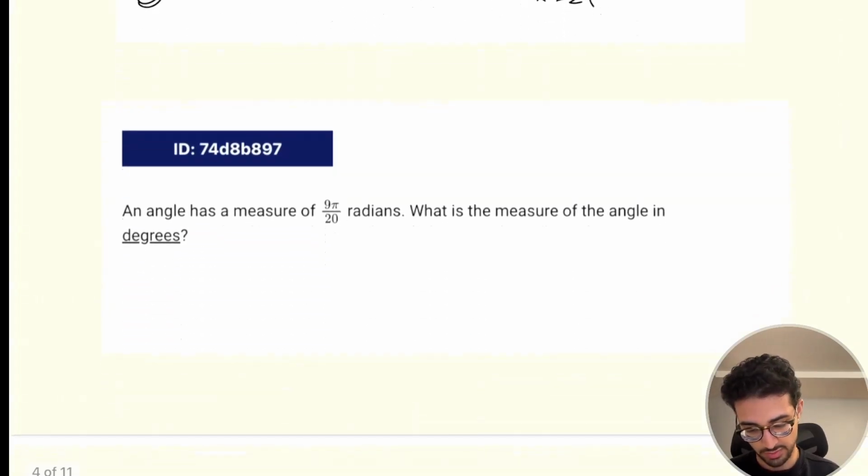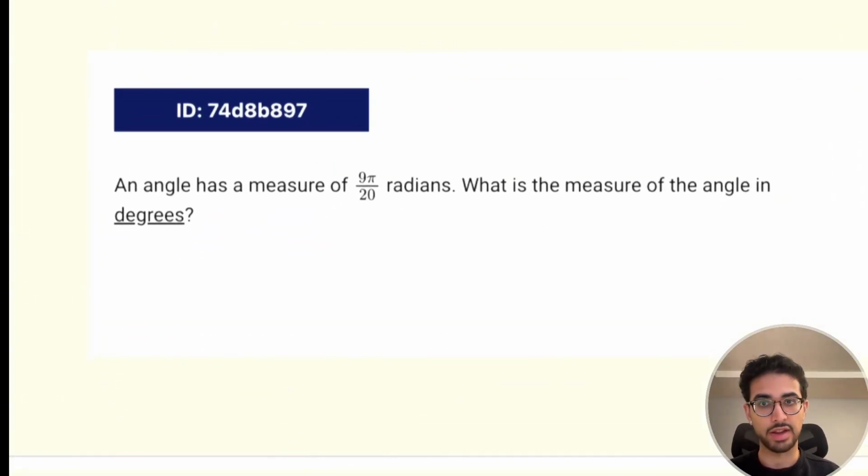All right, let's move on. Okay, let's see here. An angle has a measure of 9π/20 radians. What is the measure of the angle in degrees? So let's take a look here. This is 9π/20.